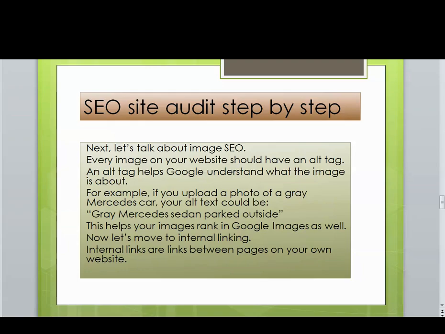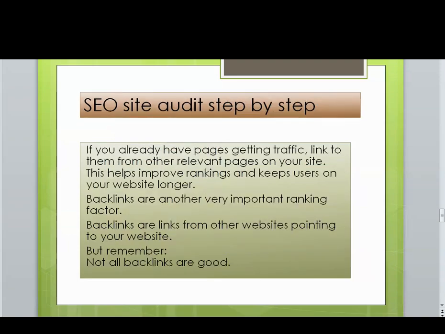Next, let's talk about image SEO. Every image on your website should have an alt tag. An alt tag helps Google understand what the image is about. For example, if you upload a photo of a grey Mercedes car, your alt text could be "Grey Mercedes sedan parked outside." This helps your images rank in Google Images as well. Now let's move to internal linking. Internal links are links between pages on your own website. If you already have pages getting traffic, link to them from other relevant pages on your site. This helps improve rankings and keeps users on your website longer.